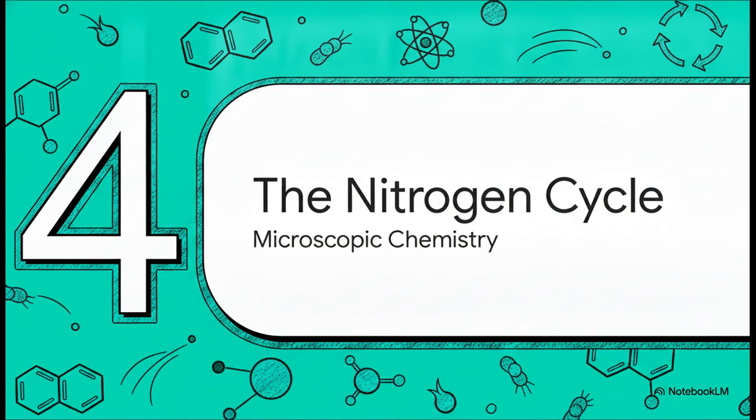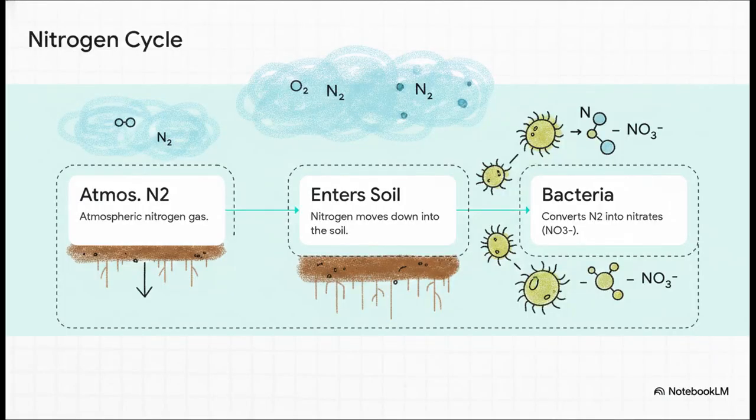All right, let's zoom in even further, from macro energy systems down to the microscopic chemical level. For Section 4, unlocking the nitrogen cycle. Let's track this invisible chemical sequence together step by step. Up top, in Step 1, atmospheric nitrogen, labeled here with the chemical variable N2, is just floating in the air. Following the directional arrows down to Step 2, that N2 enters the soil.